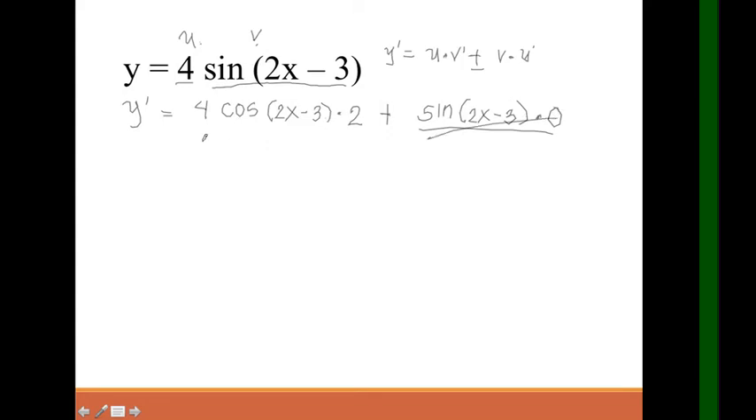Then, 2 times 4, pwede natin pag-multiply itong dalawa since pareho silang nasa first part. So, 4 times 2 is 8, cosine 2x minus 3. Okay. So, that is now the answer for the derivative of 4 sine quantity 2x minus 3. And that is 8 cosine quantity 2x minus 3. Alright? Okay, let's have another example.